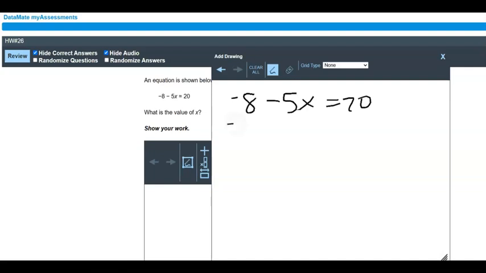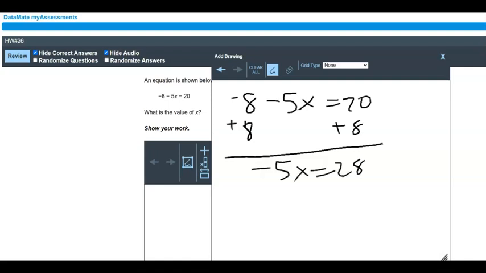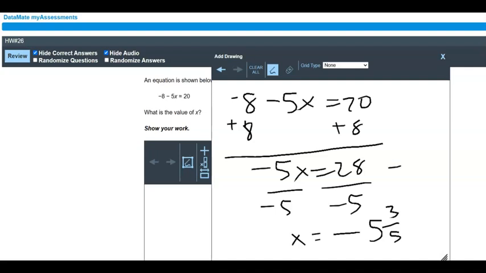Now you can show your inverse operations like this, adding 8 to both sides, and then dividing by negative 5. And then be sure that you carefully write the sign of your answer, right? Because 28 divided by negative 5 is going to be a negative answer. It's going to be 5 with 3/5 left over, or you could use a calculator and get the decimal version. Negative 5.6.